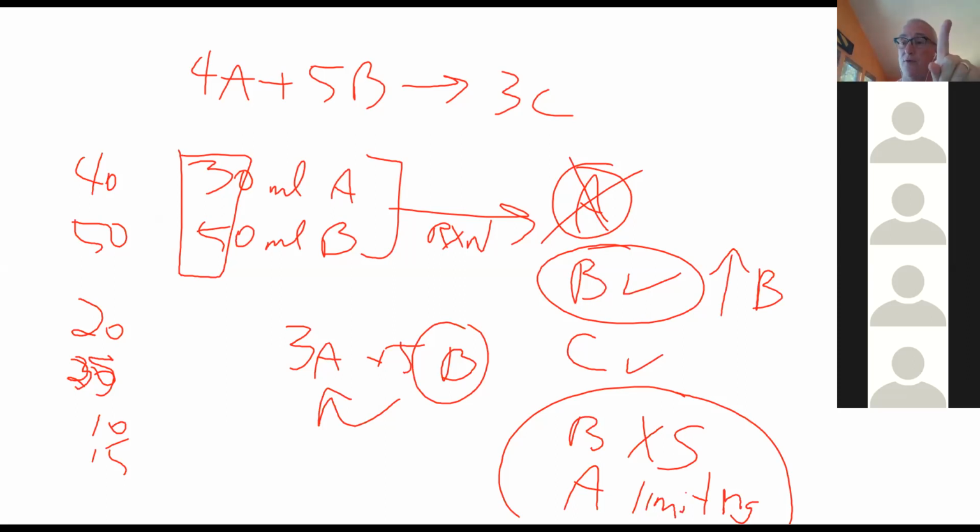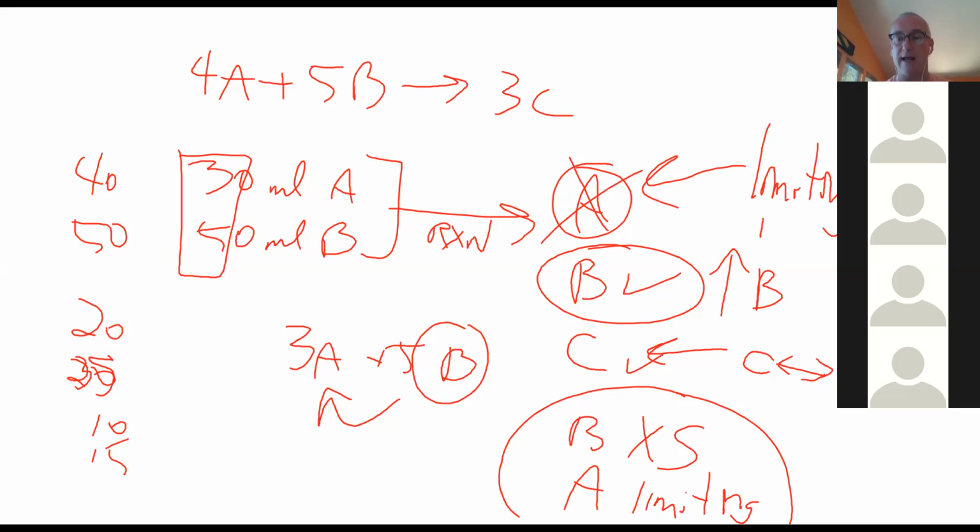Yeah. And what you can check for: if I add more B, do I get any more C? If your B is in excess and you add more of it, are you going to get any more product? No, C will remain the same. The amount of C will be exactly the same as it was. And that tells you that my concentration of C, the product, now depends on the concentration of A. A is limiting. A is my limiting reactant.